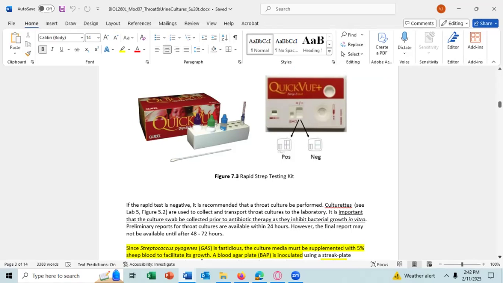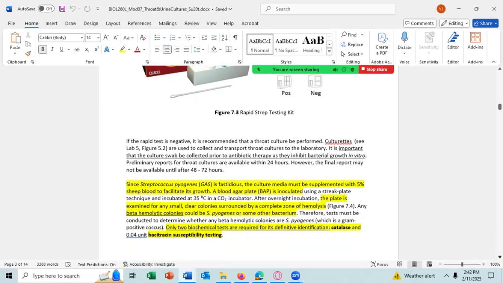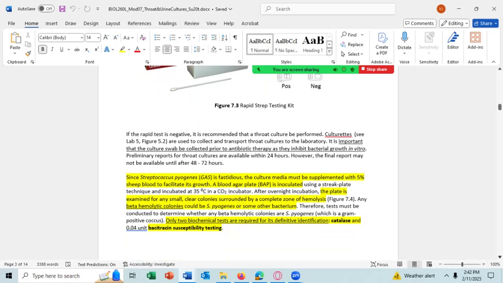You grow Streptococcus pyogenes on blood agar because it is a fastidious organism. It will not grow on general purpose media. It requires certain additives to be added to the media to grow, and the additives are supplied in the blood. And usually they use sheep blood with tryptic soy agar to get blood agar.